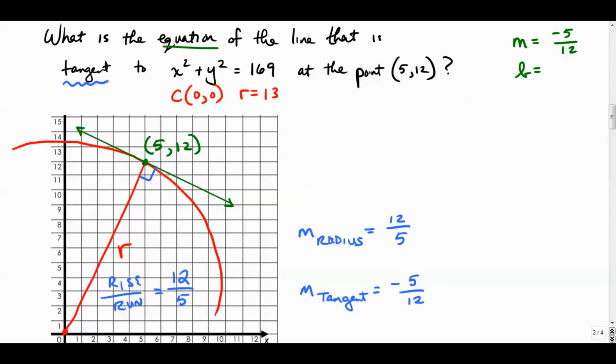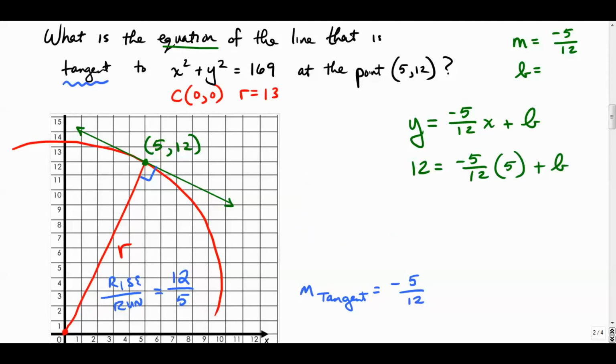And the y-intercept, as you can see, is somewhere up here. Looks like it's about 14.5. We're going to find out exactly what that is. So we're going to say, all right, y is equal to mx plus b. And to figure out the b, the y and the x come from this point where 12 is y and x is 5. So here we go. We have 12 is equal to negative 25 over 12 plus b.